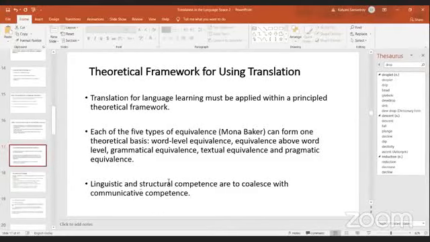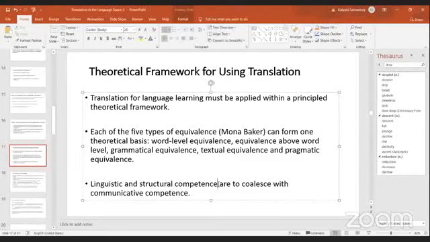But this may not always be true. So the theoretical framework must also look at the aspects where equivalences are not available, where equivalence is not possible. And in such a theoretical framework, the linguistic and structural competences will coalesce with the communicative competence. That should also be a prime responsibility of the theoretical framework for using translation for classroom purposes.